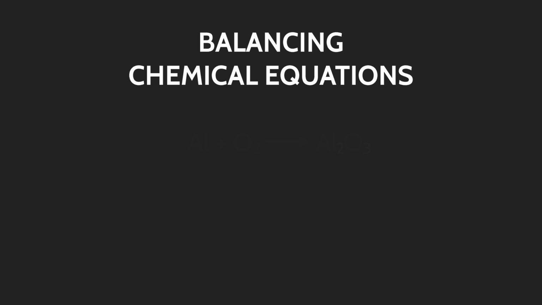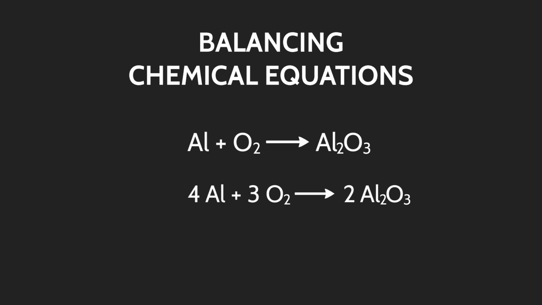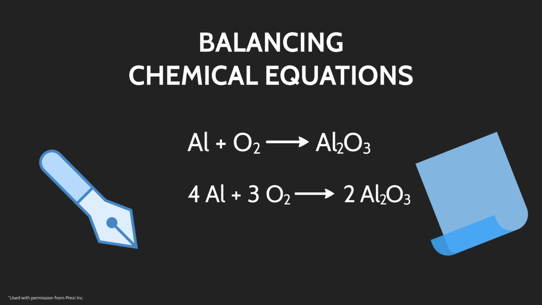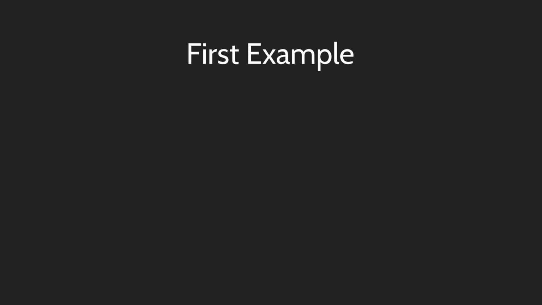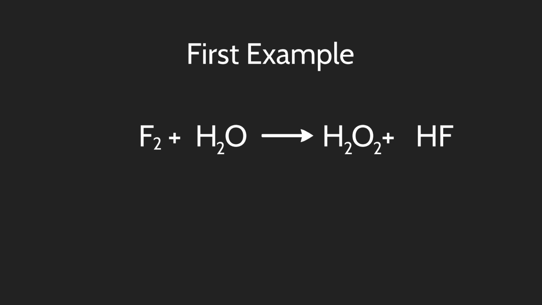If you're having problems understanding how we get from here to here, then watch this short video and I will explain how to balance chemical equations and why it is needed. All you need is a pen and paper to follow along. In the first example, we have fluoride reacting with water to hydrogen peroxide and hydrofluoric acid.